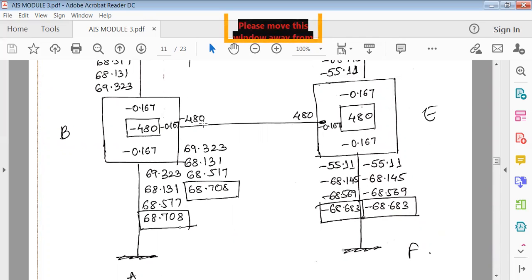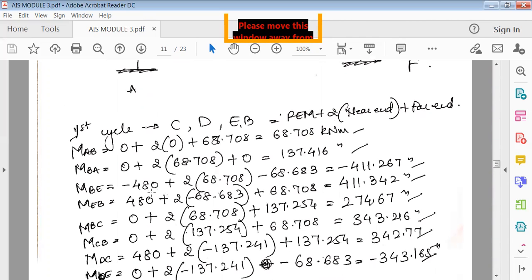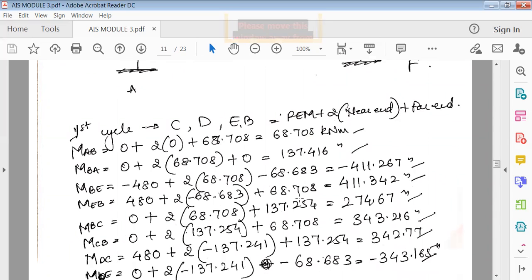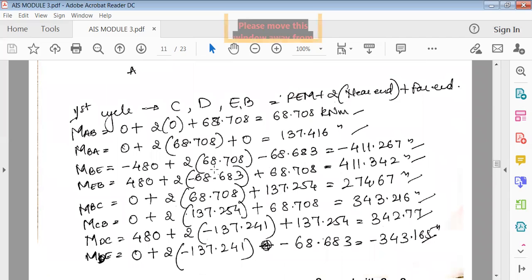So fixed end moment in BE is minus 480, right? So minus it, then plus 2 times near end. With respect to B, near to B is 68, so it is 2 times 68. With respect to BE, B is near, far end of BE is E, so at E, it is minus 68. So 2 times 68 minus 68 is this. So like this, you should go on finding out.